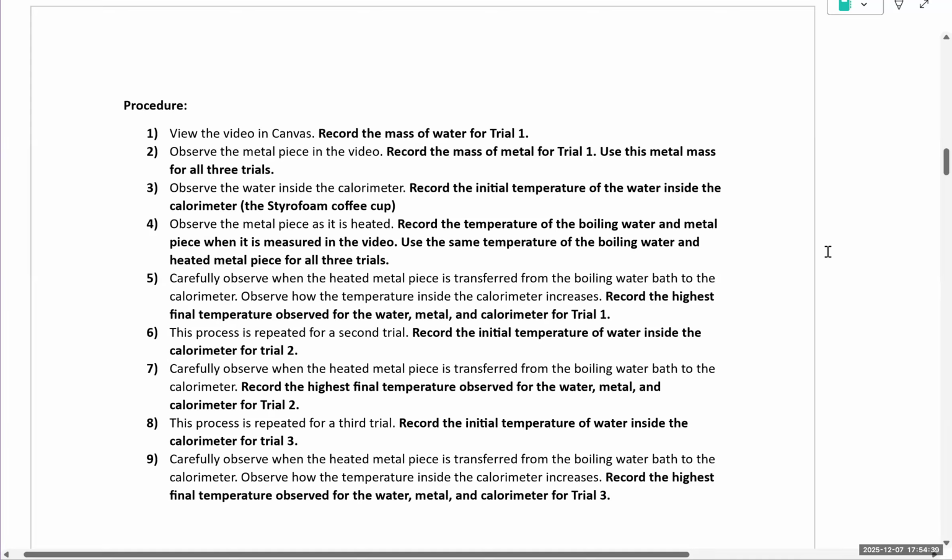You're going to carefully observe what happens when the heated metal piece is transferred to the boiling water bath and into the calorimeter. We're going to observe how the temperature inside the calorimeter increases after we added the heated metal piece to it. You're going to record the highest final temperature observed for the water, metal, and calorimeter for trial 1. We're going to repeat this process for a second and third trial and record the same data for the second and third trials.